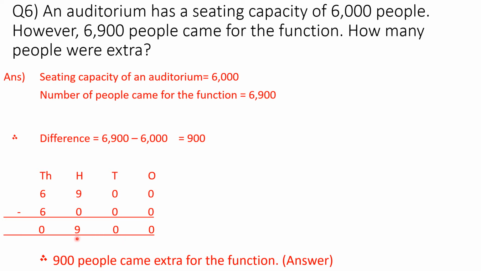So how many people came extra? Yes, 900. So our answer is 900 people came extra for the function. Okay, so you need to write all these steps in your notebook, children. I hope you are getting it. Now children, moving to our question number 7. I am reading the question. You also look at your book.